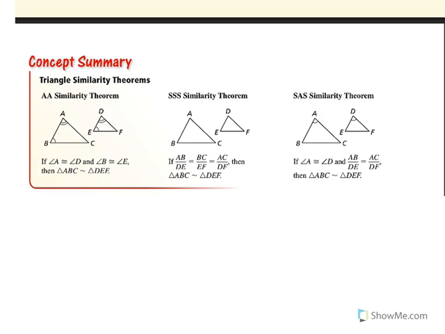Alright, so just a concept summary. You have angle, angle. That means that two angles have to be congruent in order for two triangles to be similar. You have side, side, side. That means that if all of the sides end up being proportional, then your triangles are similar. And the last one, if you have your included angle and the two sides with the included angle are proportional, then you have similar triangles.